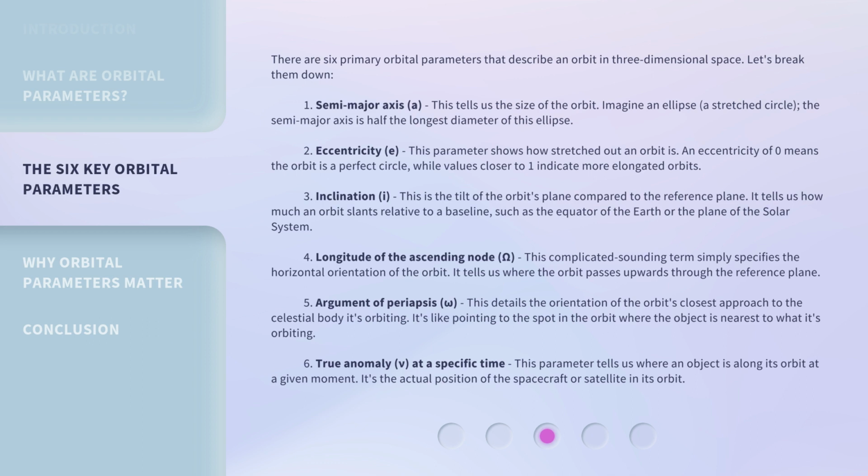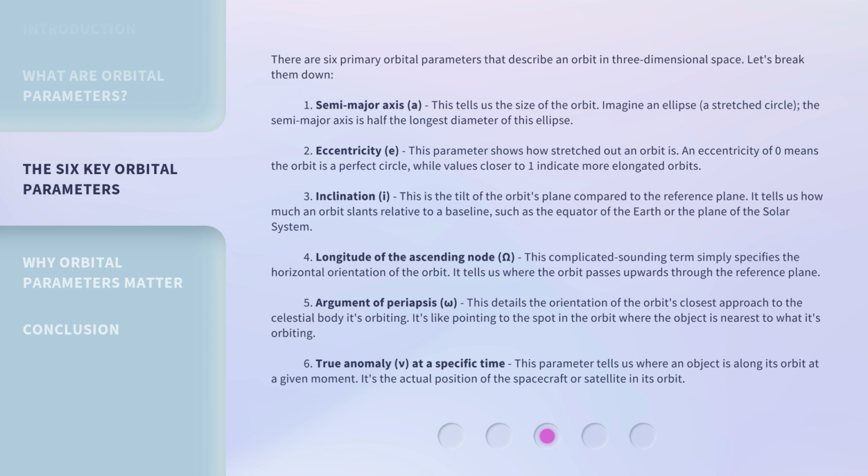3. Inclination, i. This is the tilt of the orbit's plane compared to the reference plane. It tells us how much an orbit slants relative to a baseline, such as the equator of the Earth or the plane of the solar system. 4. Longitude of the ascending node, Ω. This complicated-sounding term simply specifies the horizontal orientation of the orbit. It tells us where the orbit passes upwards through the reference plane.